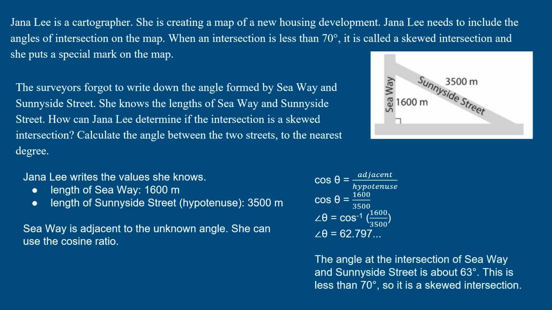62.797. So the angle at the intersection of Seaway and Sunnyside Street is about 63 degrees. It's less than 70 degrees, so it is a skewed intersection.